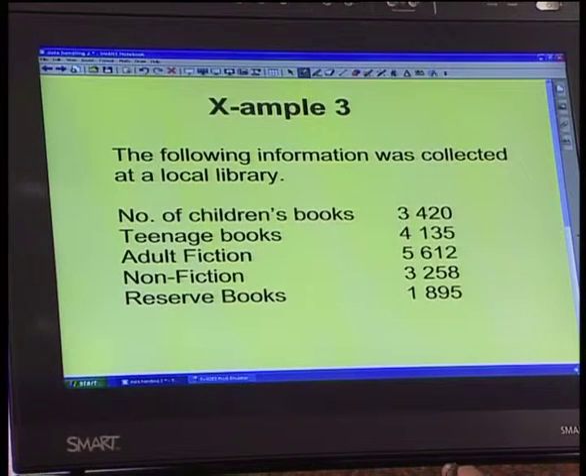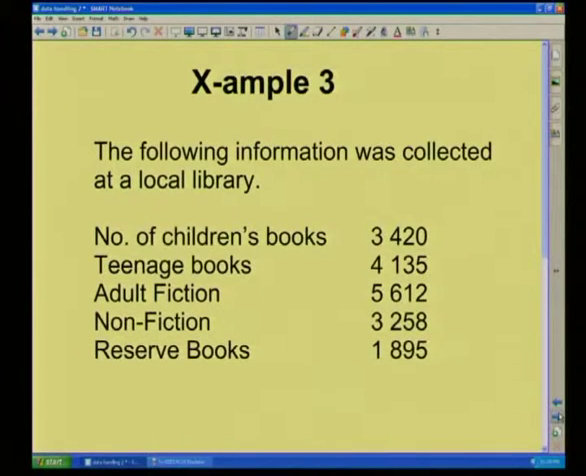A third example will help us to use the pie chart effectively. The following information was collected at a local library: the number of children's books, teenage books, adult fiction, non-fiction, and reserve books. Now that we have the totals, it's important that we decide what kind of chart to use to represent this information.